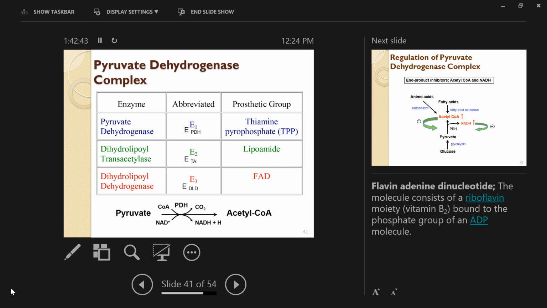I just want to mention, pyruvate is not just generated from glycolysis, but also from the metabolism of amino acids, and pyruvate enters the mitochondria. The first reaction is conversion to acetyl-CoA by the pyruvate dehydrogenase complex. This reaction is very important, and it also generates one NADH in the mitochondria.